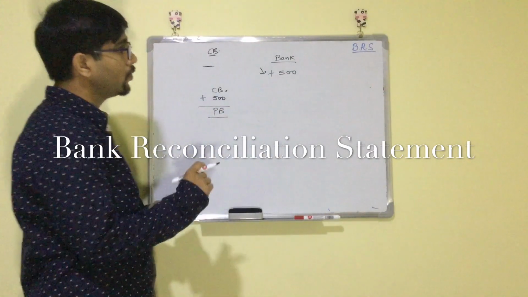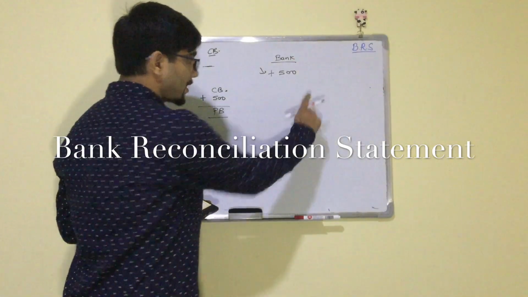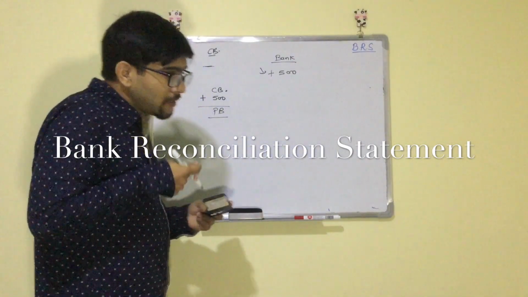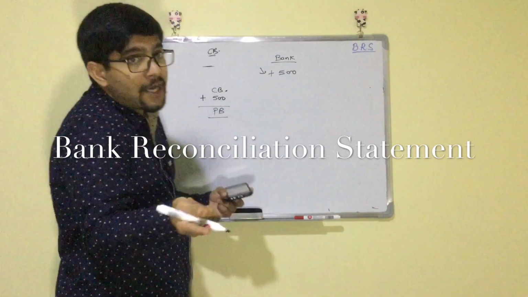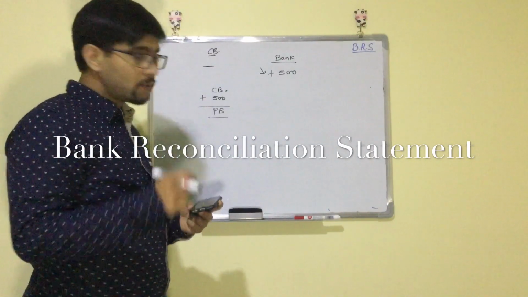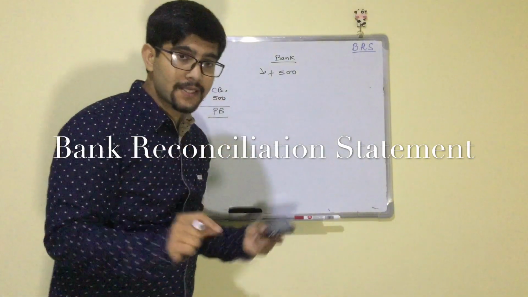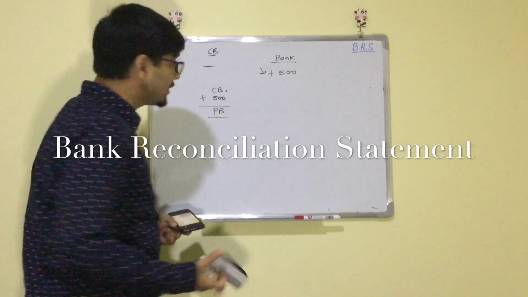So guys, this is how you adjust your cash book in order to reach the passbook balance. And you can do the reverse of that in order to reach the cash book from the passbook. So this is an easy mathematical concept. Now I'm going to show you a structure, a format for the bank reconciliation.